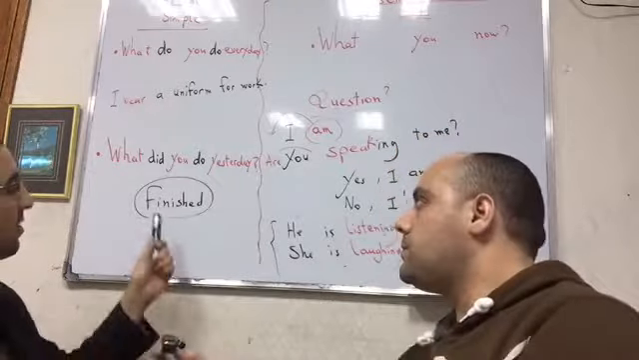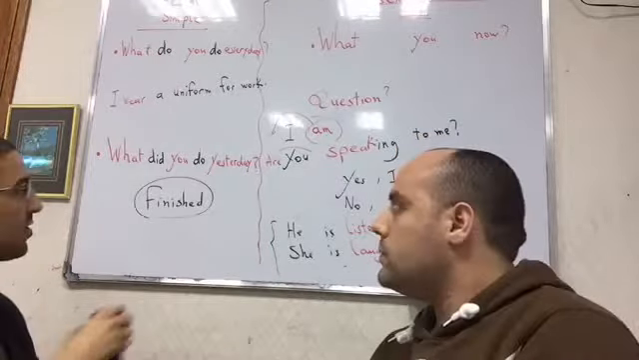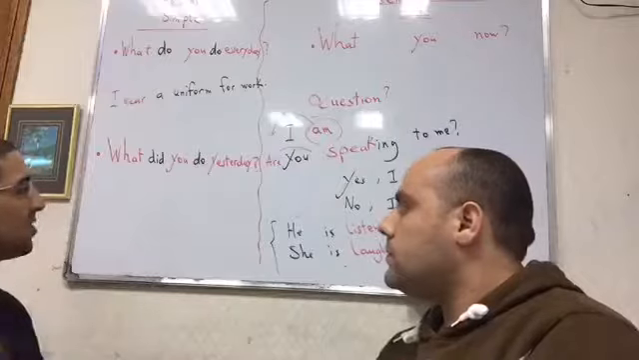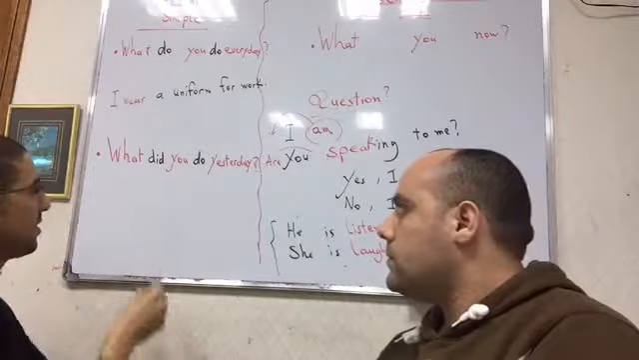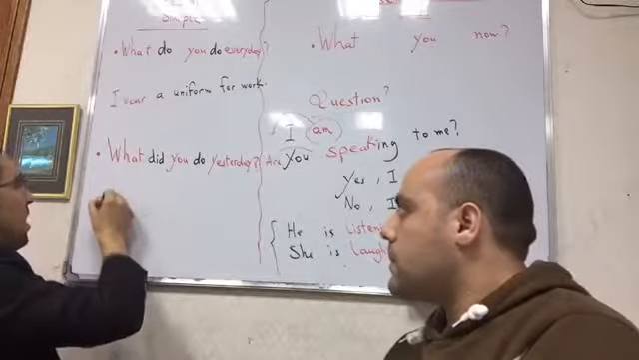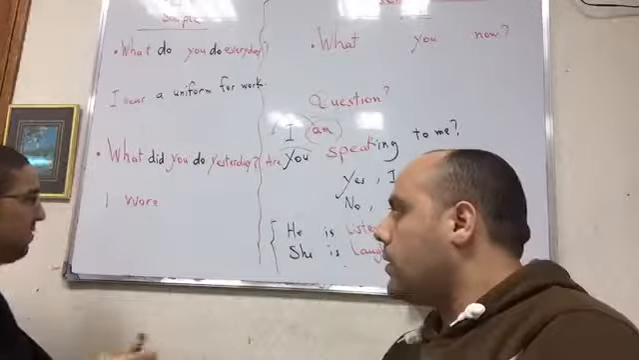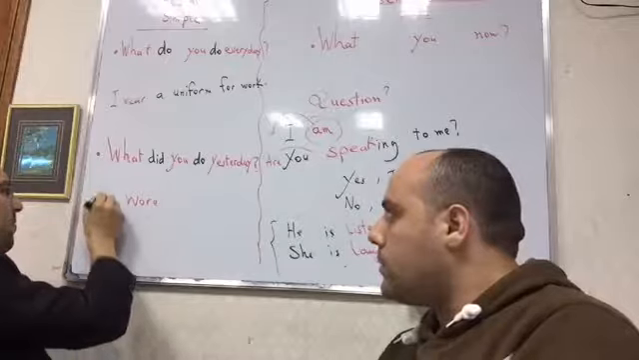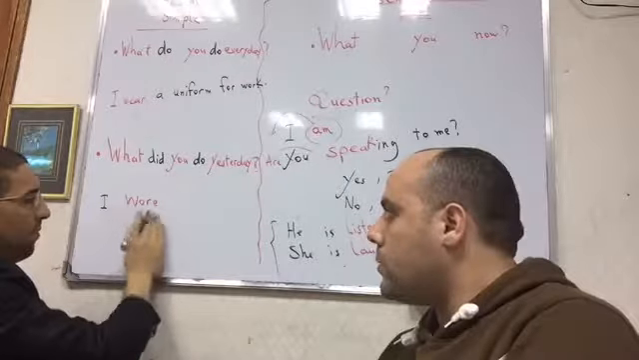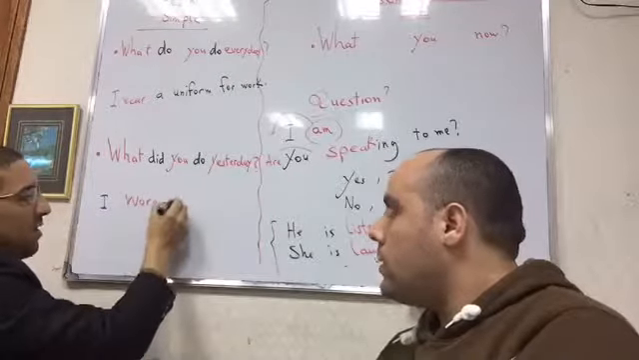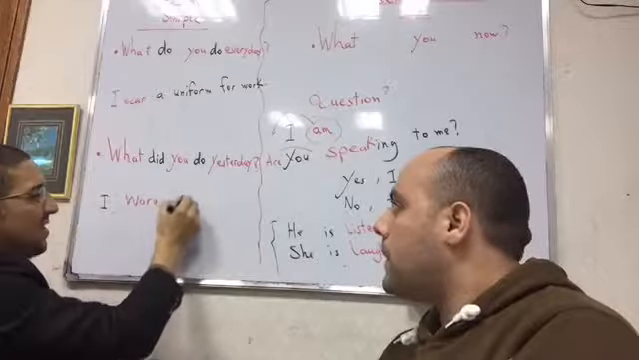But yesterday, for example, if yesterday was the weekend, Friday or Sunday, I say yesterday I wore. So you give the past form of the verb wear. It's going to be wore. For example, I wore pajamas.